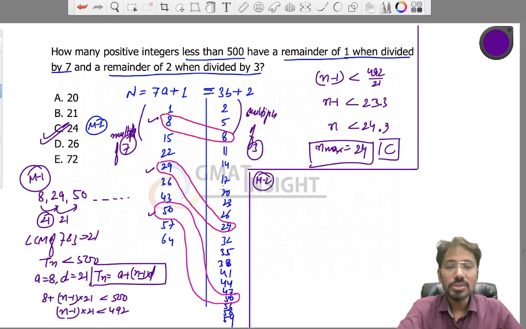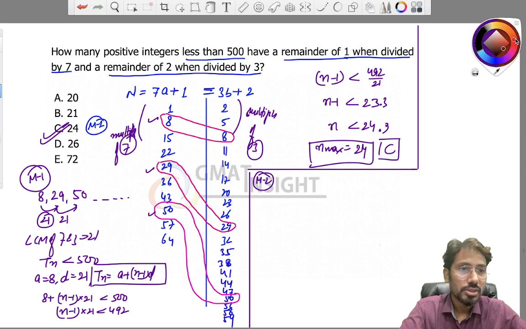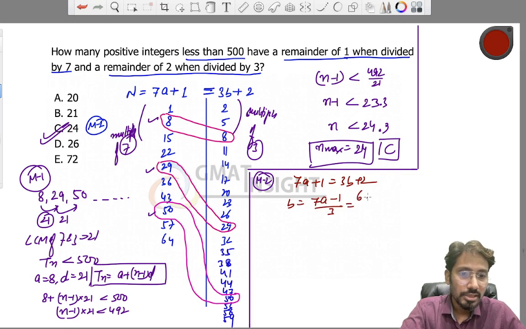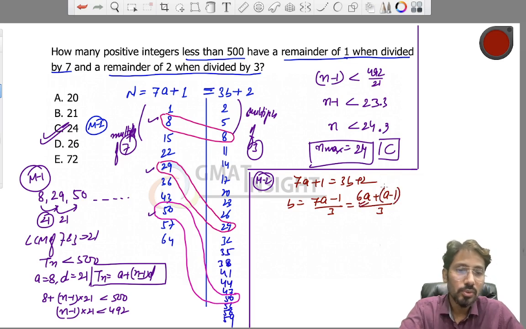So method number 2 is the algebraic method. That means we have the number of the form, let me just change the color of my pen. So that is, I have 7a plus 1 is equal to 3b plus 2. So I can write it as b is equal to 7a minus 1 divided by 3, which means I can write it as 6a plus a minus 1 divided by 3. Why did I write in this form? Because this part is divisible by 3. So I want to make this part also divisible by 3, so that b also is an integer.